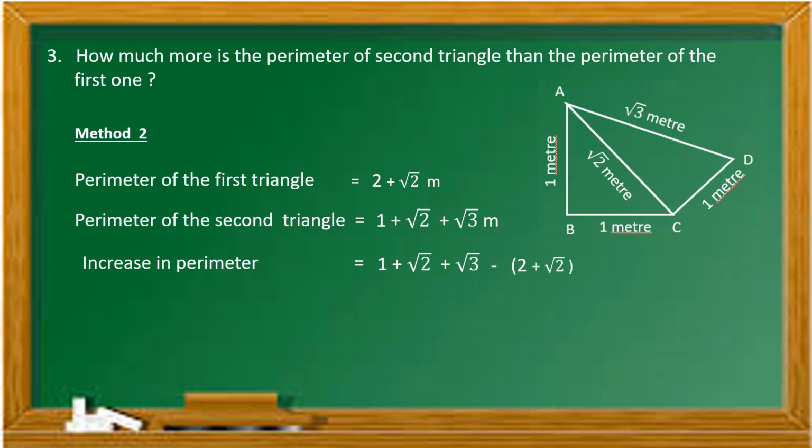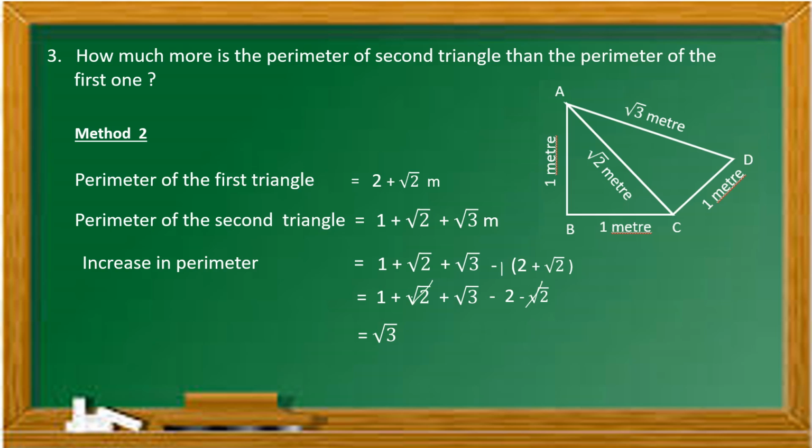Now when we open the bracket, 1 plus root 2 plus root 3 has no change. When we multiply with negative 1, here it is negative 1, isn't it? What we get? Negative 1 into 2 is negative 2, and negative 1 into root 2 is negative root 2. So we get 1 plus root 2 plus root 3 minus 2 minus root 2. As you can see, we have a positive root 2 and a negative root 2. It gets cancelled. So what is remaining? 1 plus root 3 minus 2.